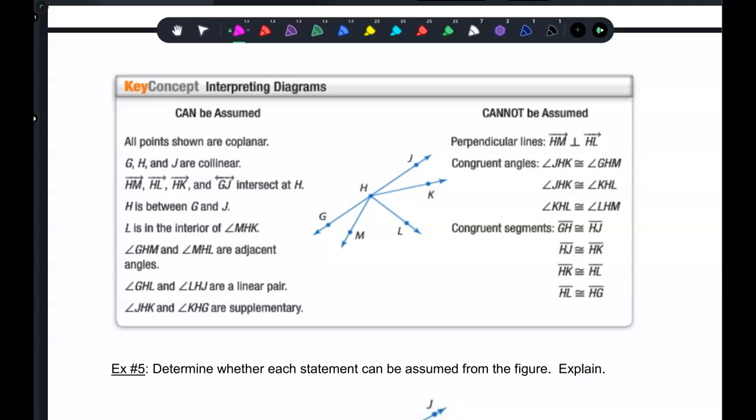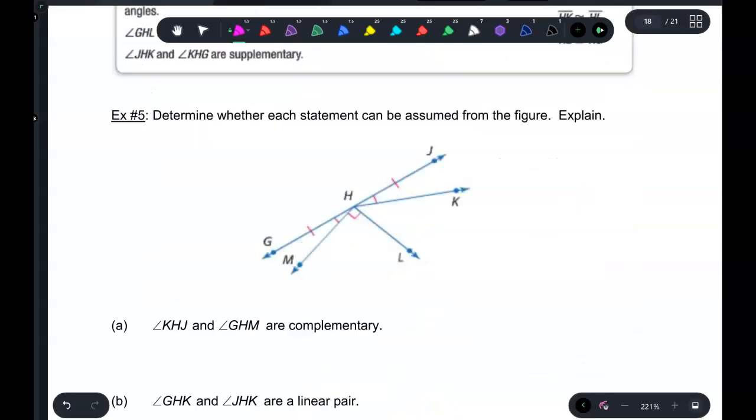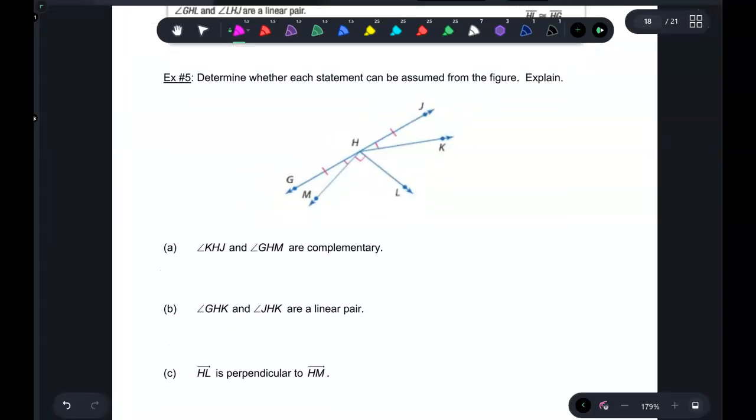Okay, congruent angles, JHK and GHM, these two little ones. They look really close, but is there anything that we can tell for sure that they're congruent? Not unless we know the numbers or, you know, the markings. What can we assume? Well, we can assume adjacent angles. JHM and MHL. These are adjacent, right? They have a common vertex and a common side, but they're completely separate angles. So there's certain things that we can assume, some things that we can't. So let's take a look at this picture.